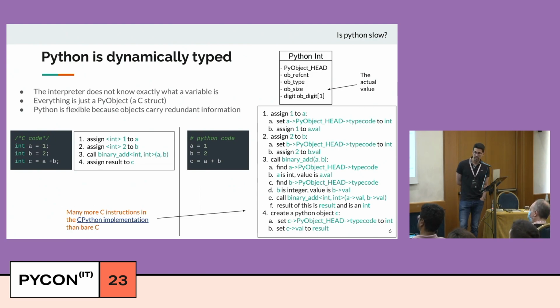Another thing that characterizes Python is that it's dynamically typed, and this is something that goes on under the hood when you run some piece of code. Actually, the interpreter doesn't know exactly what a variable is. The interpreter just knows that a variable is a PyObject, which is natively a C struct, if you are running CPython, of course.